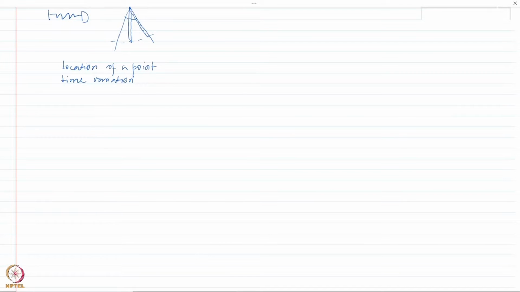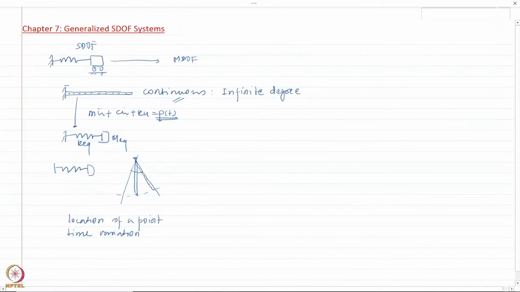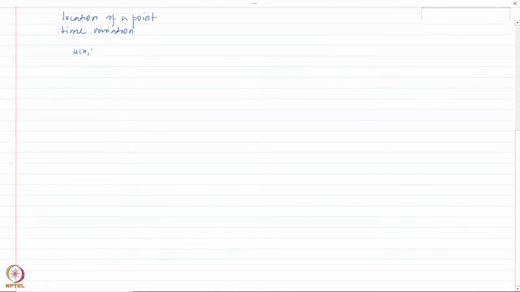So what do we do for a continuous system? We represent the deformation. Let us say I have a deformation which is a function of x and t. This represents the deformation of any point on a continuous system. So let me take the example of this cantilever beam here. Let us say under the action of some force it is deforming so that in the displaced position, this is how it looks. Now this deformation is what we are talking about.